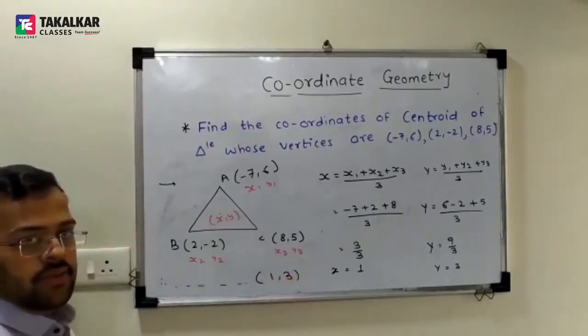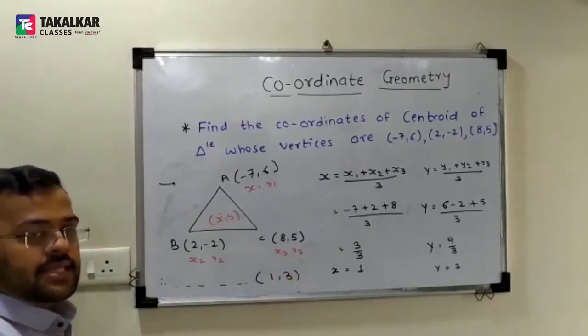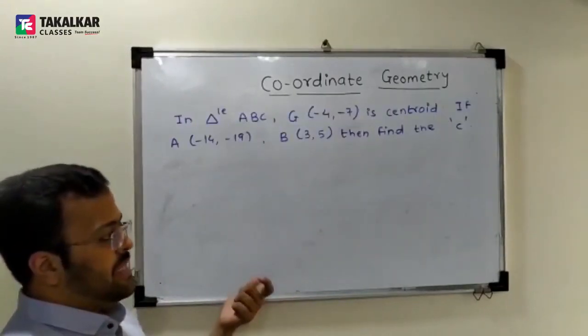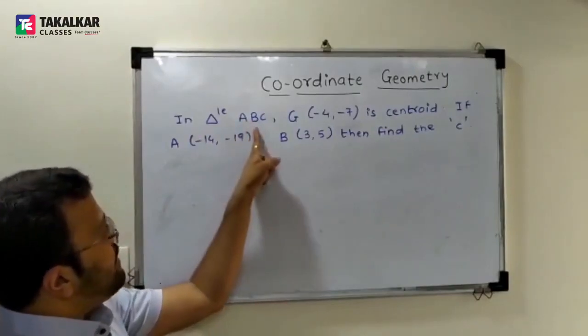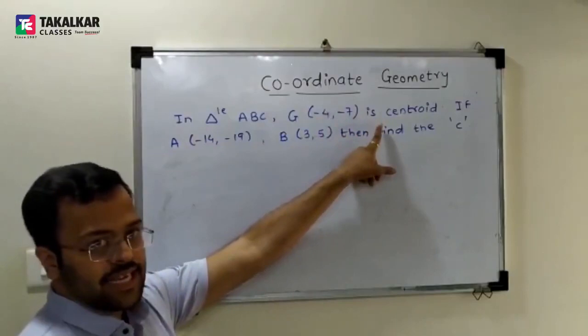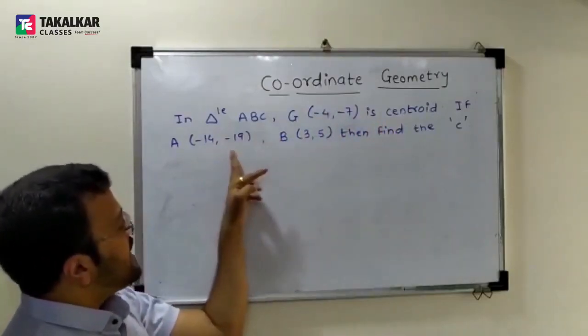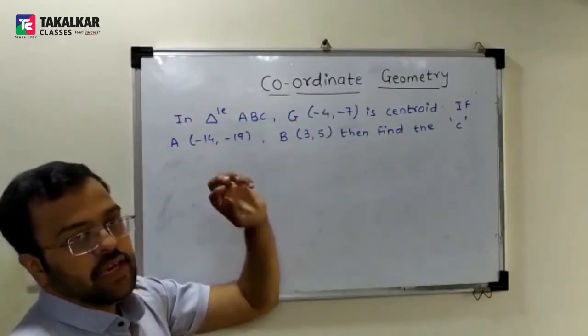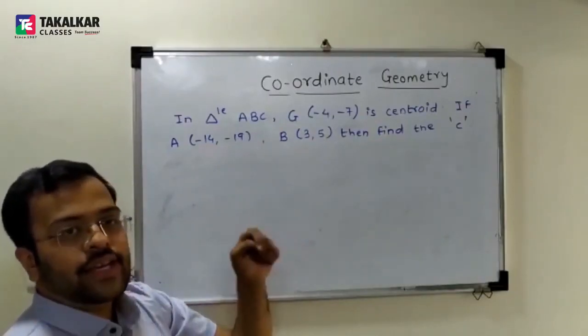Is this easy? Now we'll see a mixed sum based on this concept. Now the next sum is again based on the centroid. In triangle ABC, G(-4, -7) is the centroid. If A is equal to this, B is equal to this, then find C. Find C means you have to find the coordinates of C.